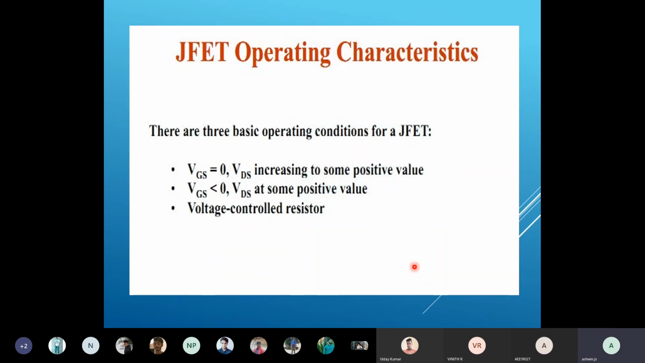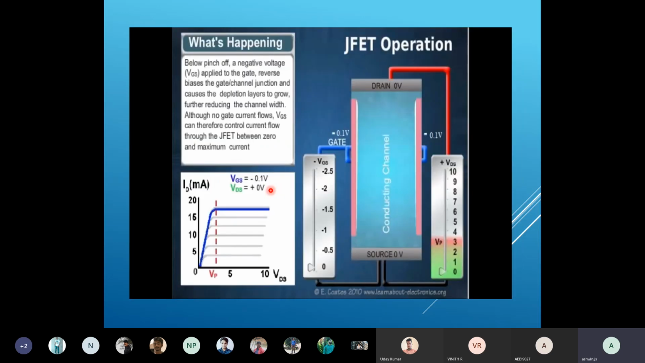So you will see the operation here. There will be three types of operation. One is if I keep VGS equal to 0 and increase the drain to source voltage positive. That is the first basic operation. The second operation is giving the gate to source voltage more negative, while keeping some positive value on the drain to source, and then checking what is happening. The third one is the voltage controlled resistor. First we will see the first one using the animation.